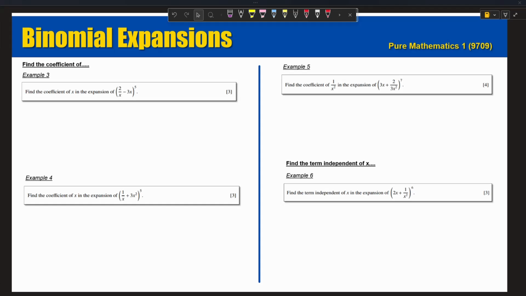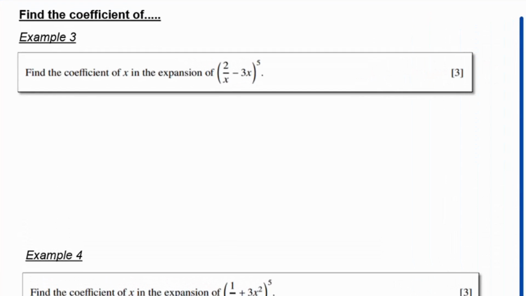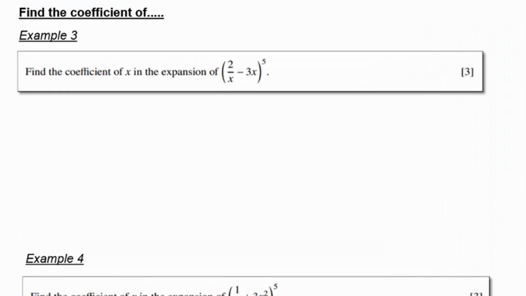So at this point, we want to look at some questions and I'll be demonstrating to you how to solve them. And the first set of questions we are going to be looking at are questions which are like find the coefficient of. All right. Like here on example 3, it says find the coefficient of x in the binomial expansion of (2 over x minus 3x) raised to the power of 5. All right. So I'm going to give you a mechanical and effective way of solving these problems.